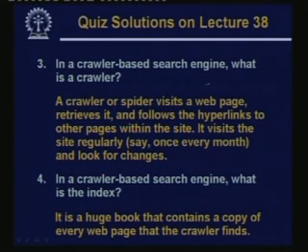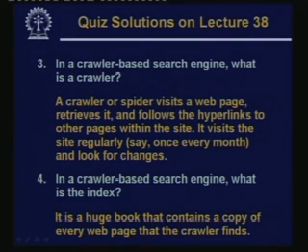In a crawler based search engine, what is a crawler? A crawler is also called a spider. The main purpose of it is to visit a web page and retrieve it. This can be done using the HTTP protocol, and after retrieving it can look at the contents and find out the hyperlinks. It will follow the hyperlinks that are present in the document to other pages within the site.